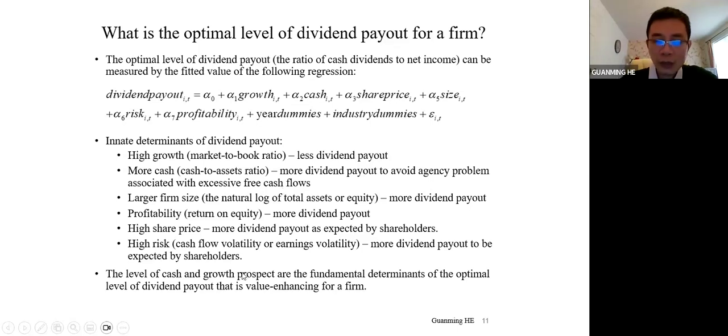So in sum of my speech today, we have talked about the efficiency of the company's operational management, the efficiency of the company's investment, as well as the optimal financing policy and dividend payout policy for the firm. And the company needs to maintain a high efficiency in its operation, investment, financing, and dividend payout in order to make sustainably higher profits in the long term.